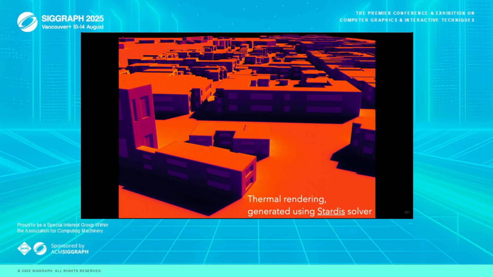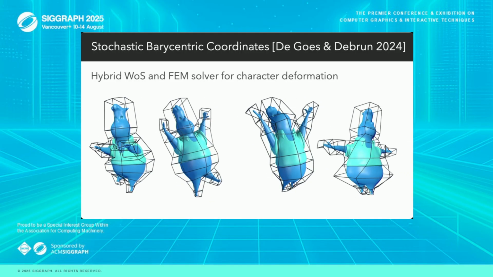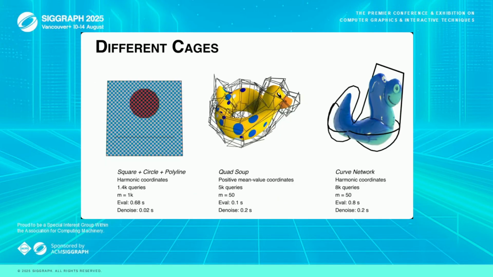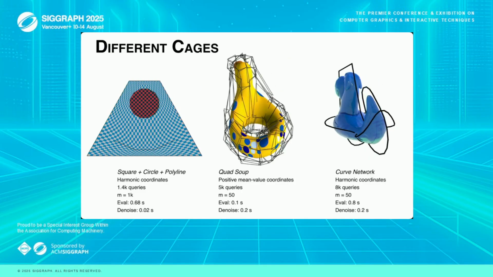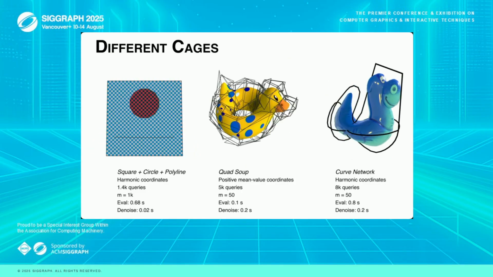Now, switching focus from simulation to geometry processing, researchers at Pixar last year presented a hybrid walk-on spheres and finite element approach to compute barycentric coordinates for character deformation using control cages. The authors had two primary motivations. The first was to be able to use different types of cage geometries, for instance, messy polygon soups, control splines, or a mix of the two.